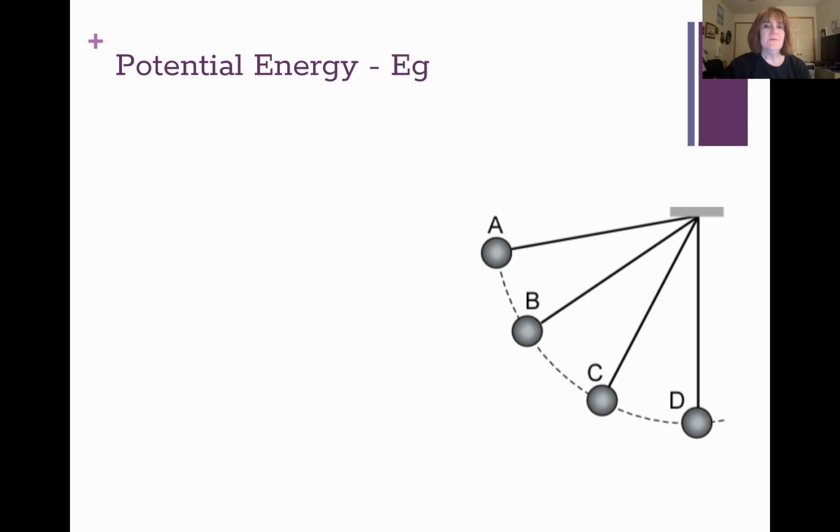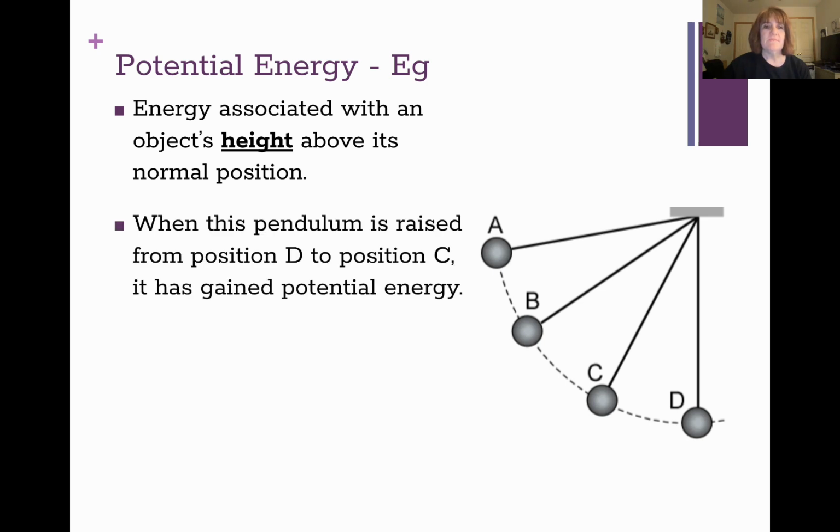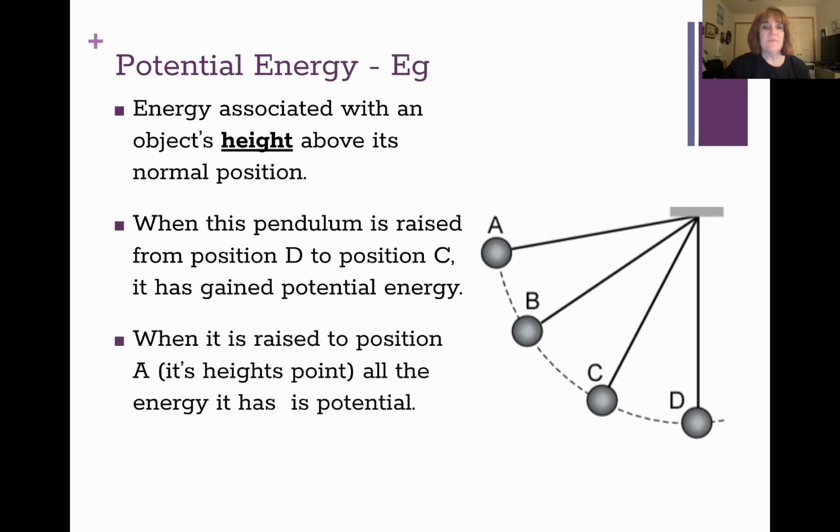You have a pendulum example. A pendulum is just a bob. The thing on the bottom is known as a bob, and it's hanging on a string supported by the ceiling or anything else above it. Energy is associated with height for potential energy, and it's height above its normal low position. So when the pendulum is raised from position D to C, it gains potential energy. When it is raised all the way to position A, its highest point, all the energy it has is potential.